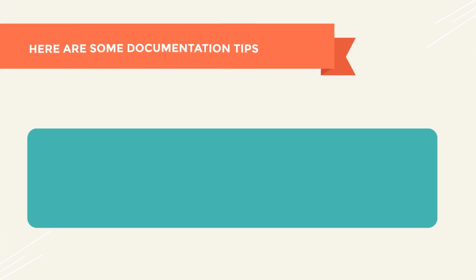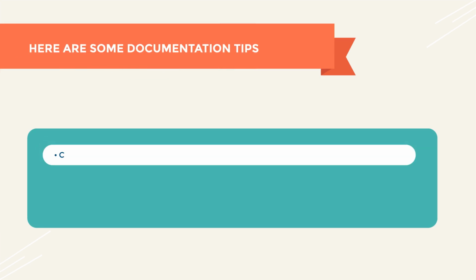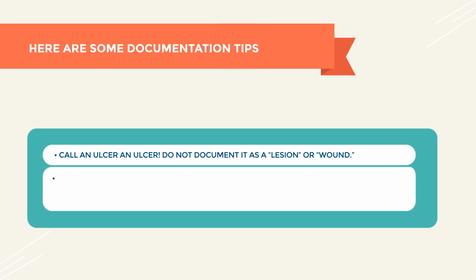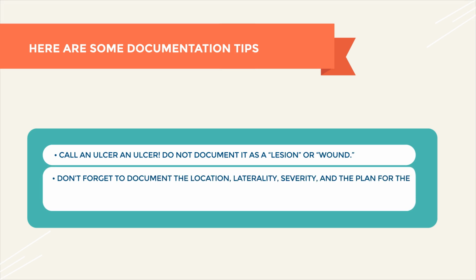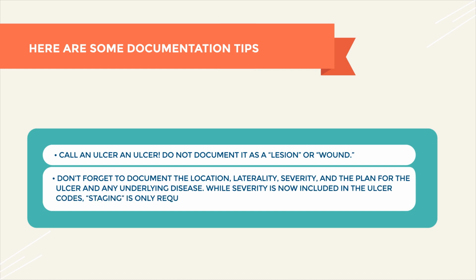Here are some documentation tips. Call an ulcer an ulcer. Do not document it as a lesion or wound. Don't forget to document the location, laterality, severity, and the plan for the ulcer and any underlying disease. While severity is now included in the ulcer codes, staging is only required for pressure ulcers.